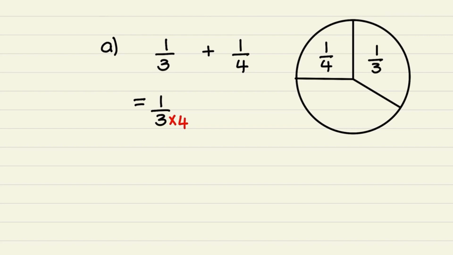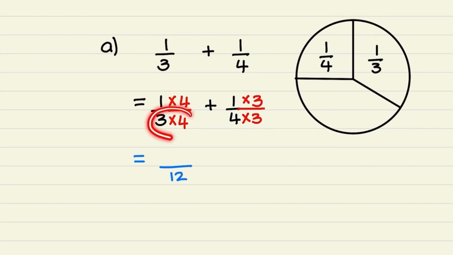And what we do at the bottom, we need to do at the top or in the numerator as well. And for a quarter, to create the same denominator, we multiply 4 with 3 and we do the same in the numerator as well. So this will create a common denominator of 12 because 3 times 4 is equal to 12. And for the second fraction, 4 times 3 is also equal to 12.